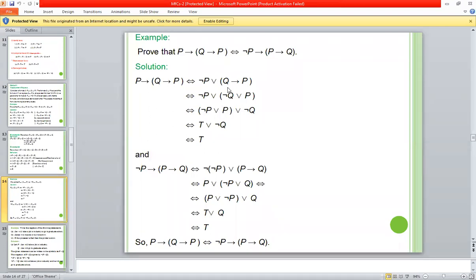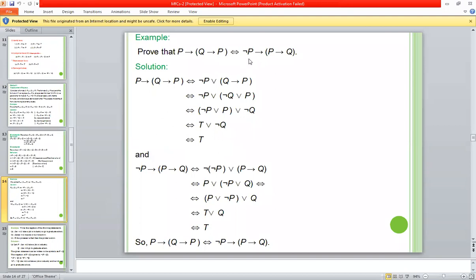In the first step we are applying negation P or Q, and in place of Q we have Q implication P. Here also we apply negation Q or P. In this step we are applying the associative law, negation P or negation Q. Here we are applying the negation law. So this statement is equivalent to true or negation Q. So from the identity law, this statement is equivalent to true.